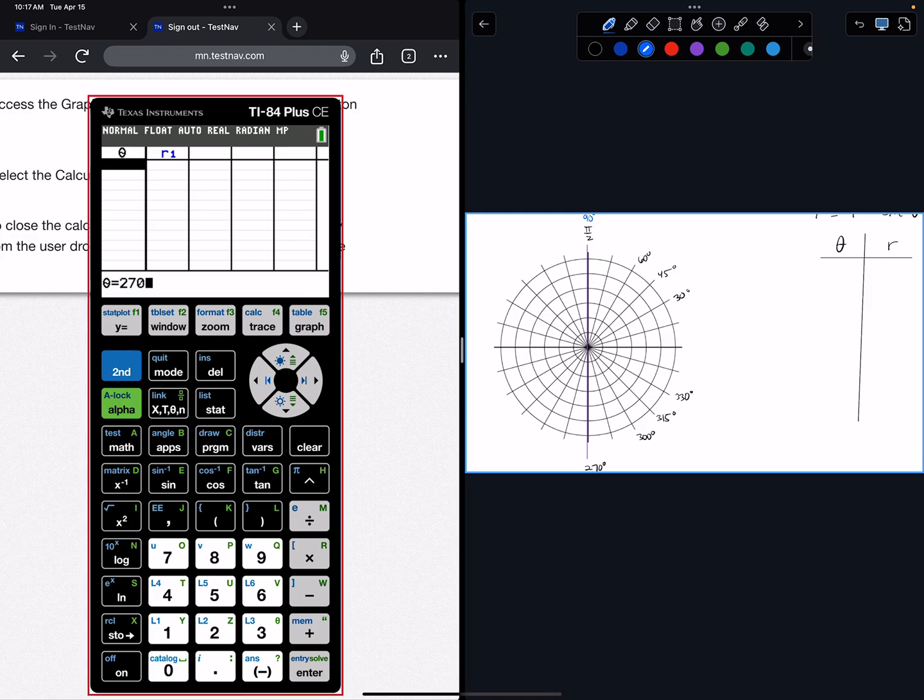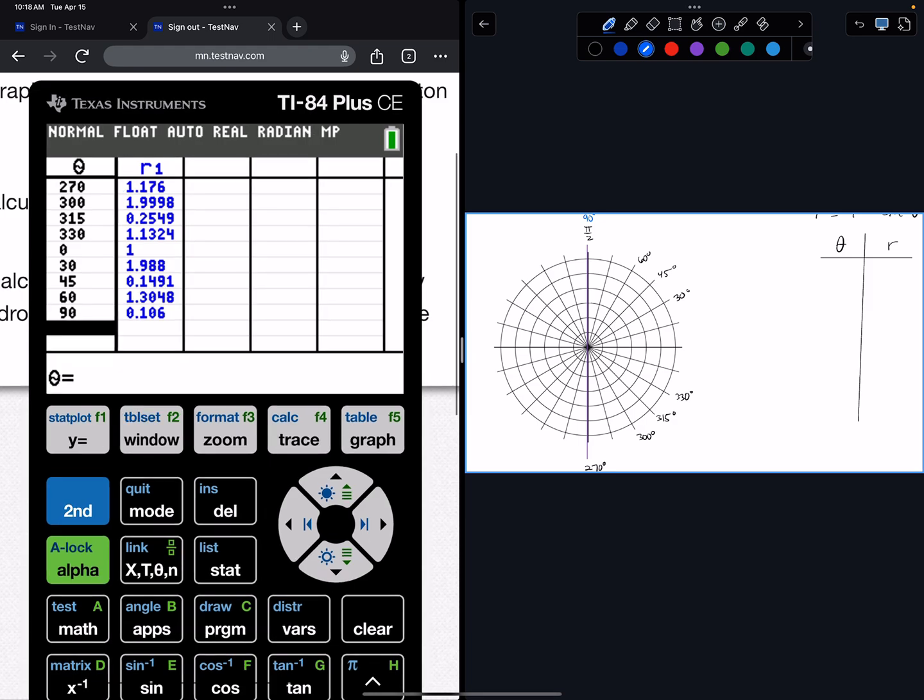270, 300, 315, 330, 0, and then 30, 45, 60, 90. And then these are all my values I'm going to copy into my table. Do you guys see how I got those? I just typed them in, just hit enter.